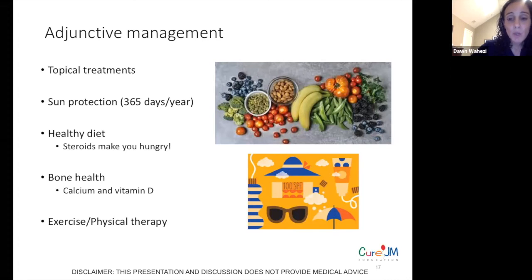Bone health is very important with the prolonged use of steroids, so using calcium and vitamin D can help. And then exercise and physical therapy can be really critical. It might be hard to do that early on if the muscles are very inflamed, but as time goes on, slowly incorporating things that are safe is important.